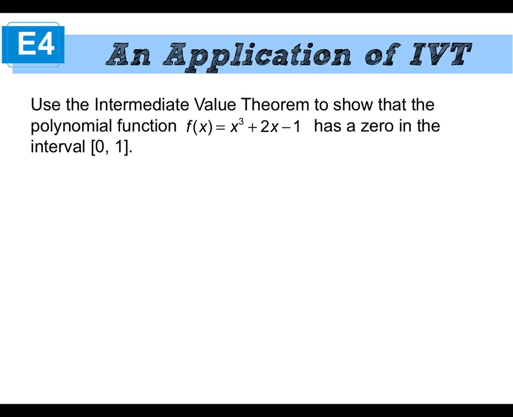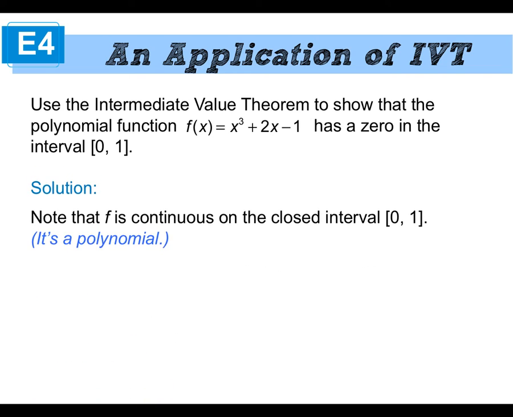However, I need to check one thing, and this is the most common mistake with IVT: people forget the first part of the theorem. The first part of the theorem said, if it's continuous. So I need to explain, justify, or show that this function is continuous. Is it? Yes. Why? It's a polynomial. Bingo. Done. It must be continuous. That takes care of the first part.